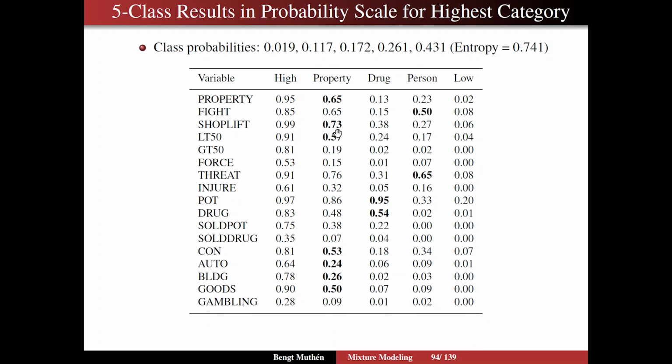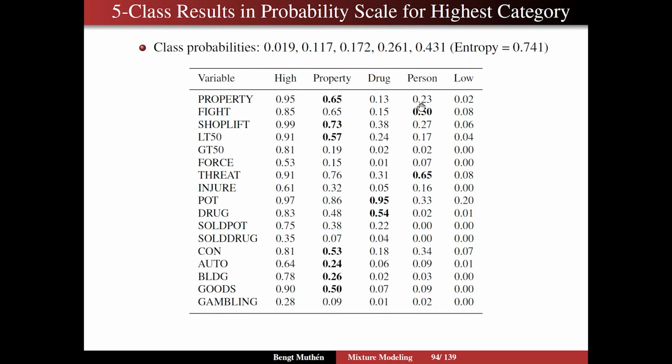Shoplifting, however, does discriminate well, and less than 50. For some reason greater than 50 is not that important or maybe it's just rare. Threat is high, but it's also high for person. And same for pot, it's high for the drug class, so I don't bold those values, etc. So we have several items then that discriminate well for the property class, but we only have 2 for the drug class, so the measurements could be beefed up there. If you want to capture a drug class well, we should add items.